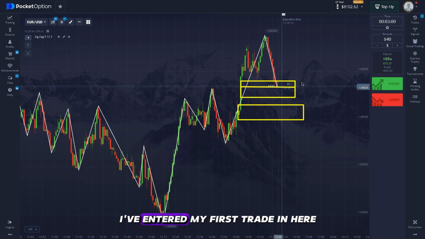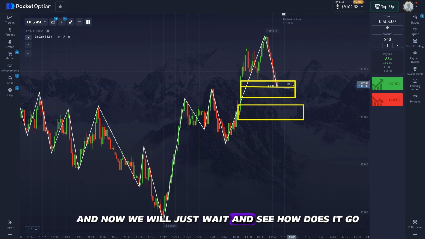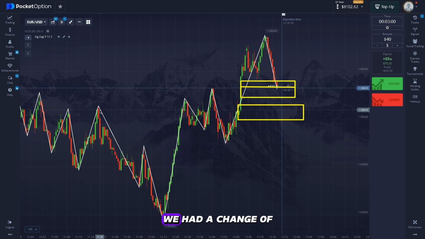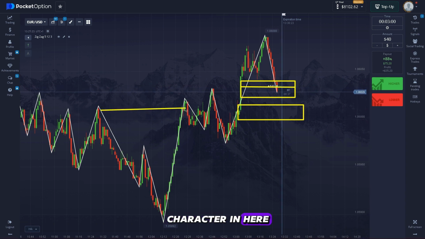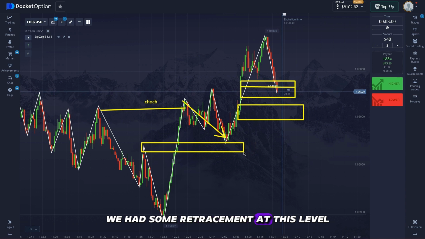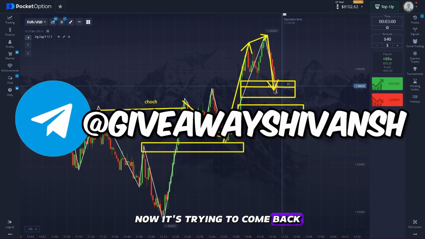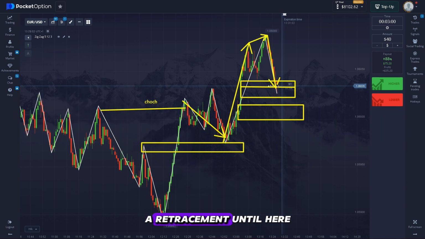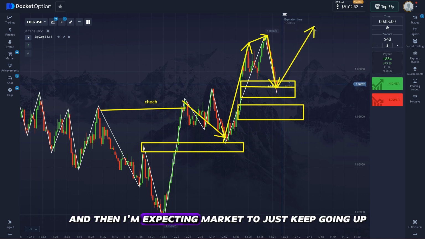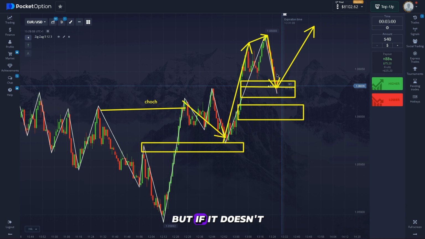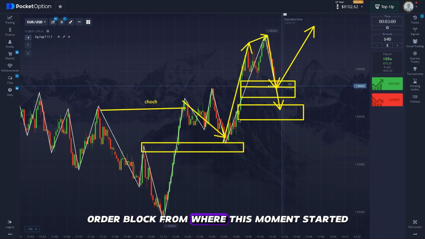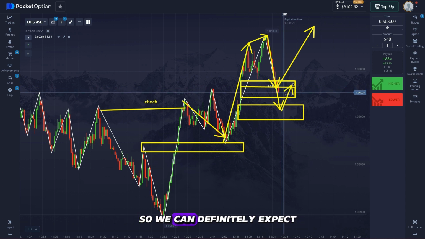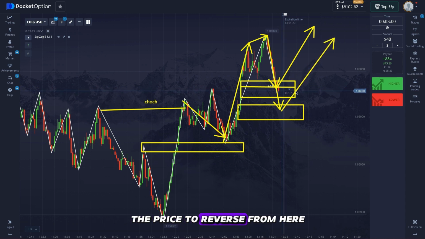As you guys can see, I've entered my first trade in here, and now we will just wait and see how it goes, because we had a change of character in here, and after that we had some retracement at this level, and then the market went up. Now it's trying to come back, so I'm expecting a retracement until here, and then I'm expecting the market to keep going up. But if it doesn't go up from here, it definitely will go up from here, because this is our order block from where this movement started. So we can definitely expect the price to reverse from here.